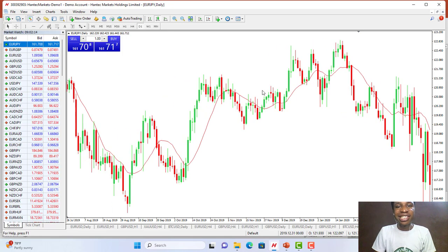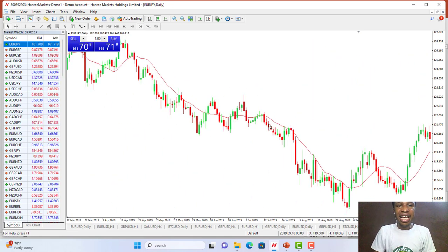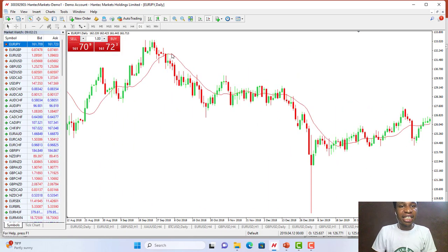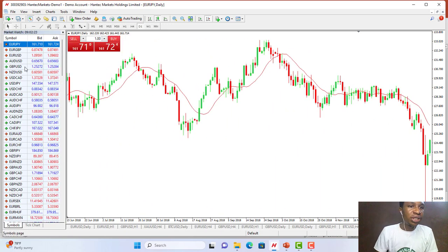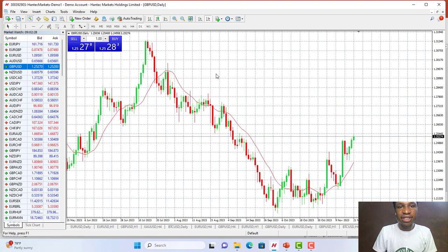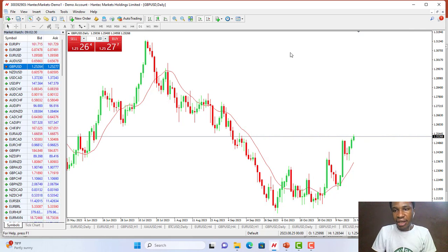Whenever you see it, it has to play out. It plays out a lot. I think there is this one that formed in GBP USD, right? So GBP USD. Let's get to the GBP USD.